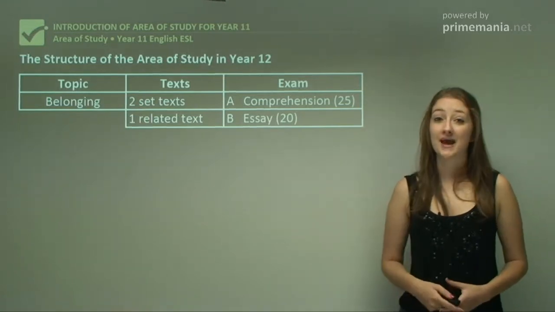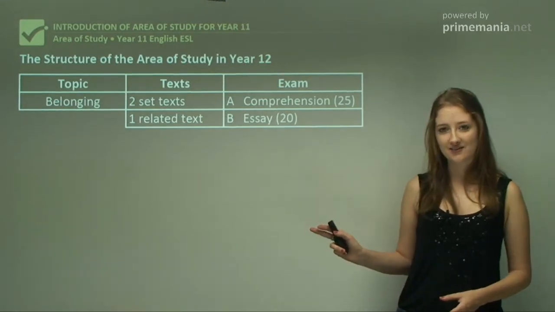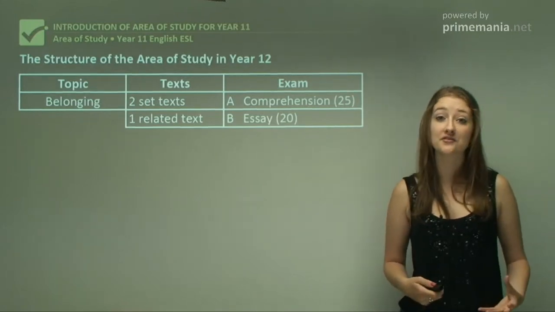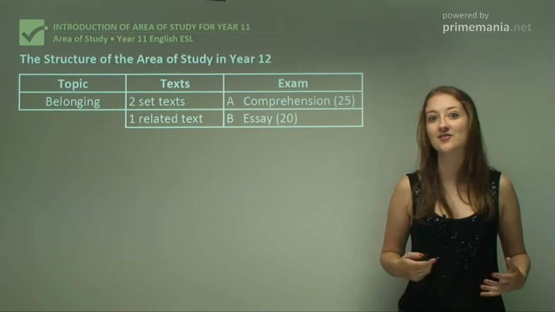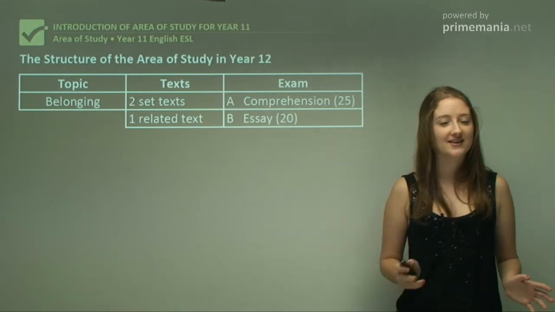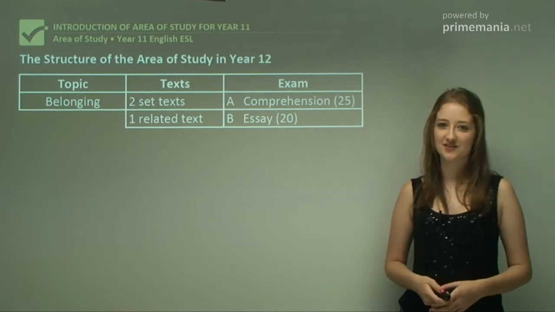Secondly, you're going to be answering an essay, and this is where the knowledge of your two set texts and your one related text really come in. And you need to have quotes, techniques, and examples from those texts in order to create a really good essay. Now, don't be daunted by this because, as we've said, this isn't till the end of Year 12, so you have 2 years to gear up to this structure.